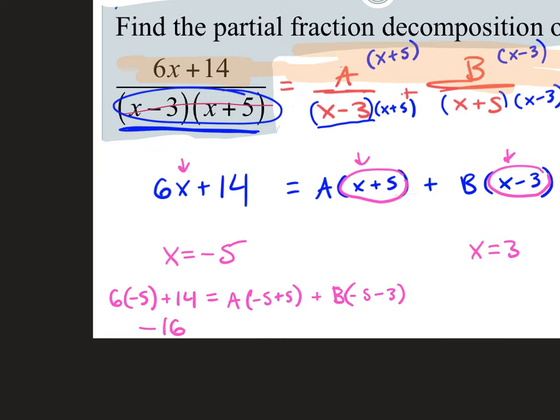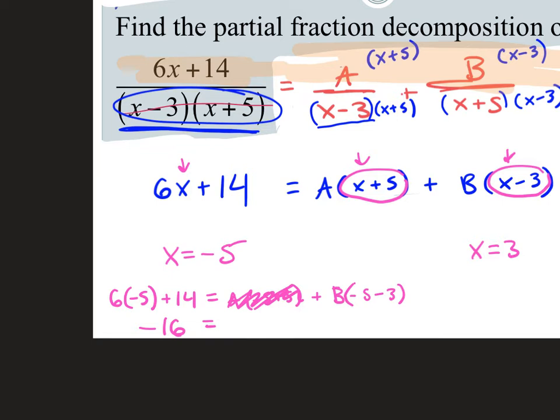Awesome, negative 16. And then one of these A's and B's is always going to cancel. That's why we picked a number that gave us 0 here. So negative 5 plus 5 is 0. So our A cancels out, and we're just left with 0 there. So we get rid of the A.